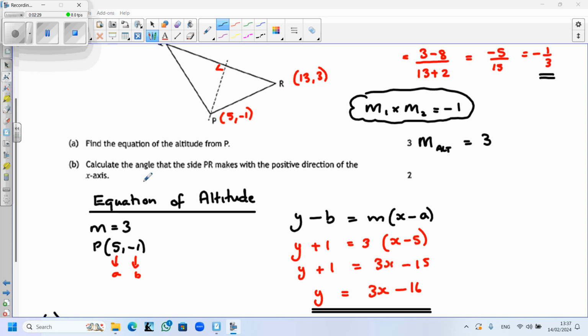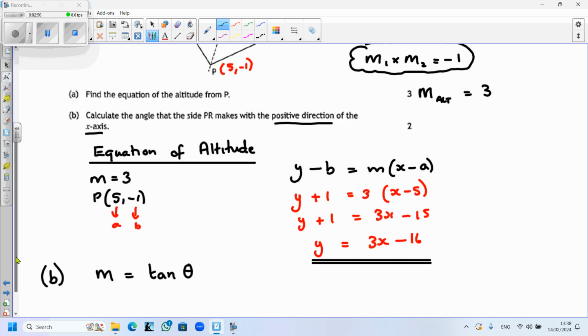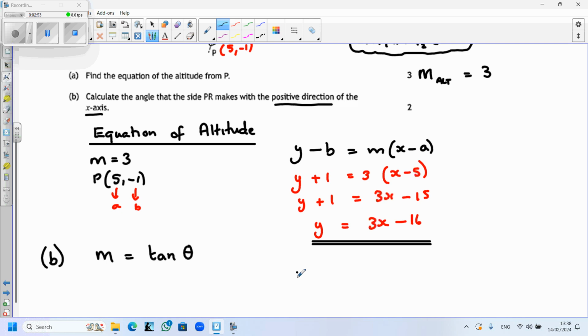For part B, it says calculate the angle that the side PR makes with the positive direction of the x-axis. As soon as you see positive direction of the x-axis, you should be writing down gradient is equal to tan theta. So we want to find the angle. So if I want to find the angle, I've got to know the gradient. So I'm going to work out the gradient of PR. So I'll do m PR. And we do it with our y2 minus y1 divided by x2 minus x1.